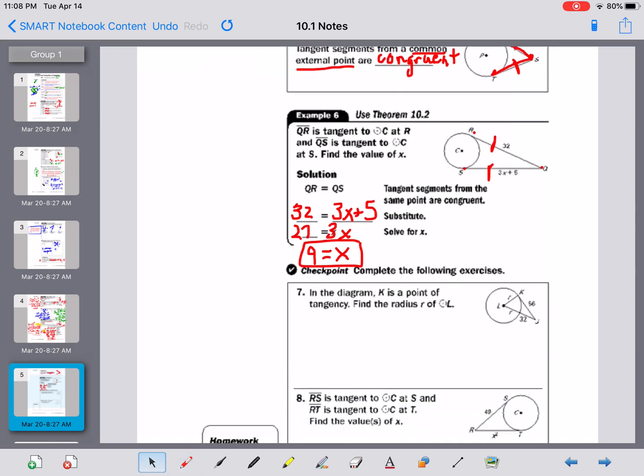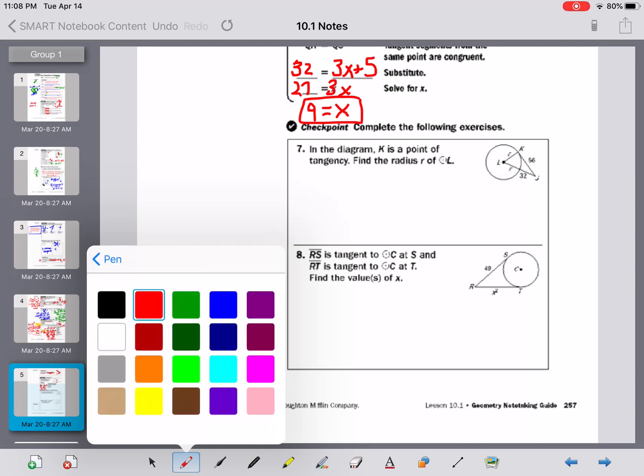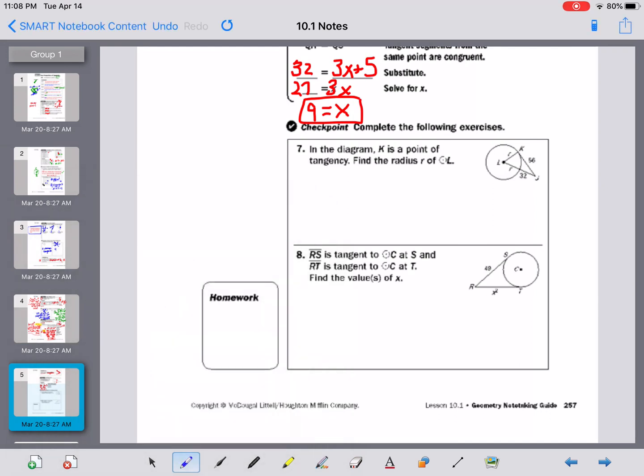All right. My next one here, number 7, looks similar to the problem we ended the last page with, so it looks like we're going to be looking at a squared, b squared, c squared again. As soon as I know that I have a point of tangency, go ahead and put that little right angle right there. That'll help us to know that we can do some a squared, b squared, c squared.